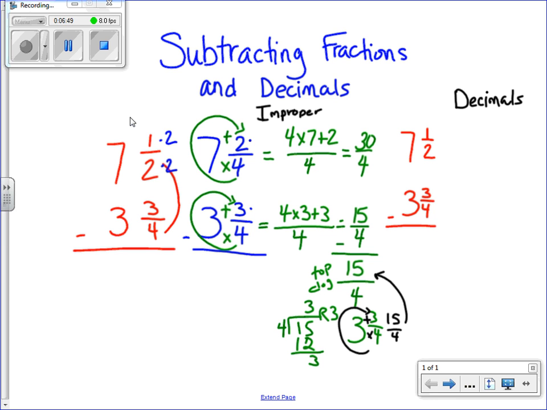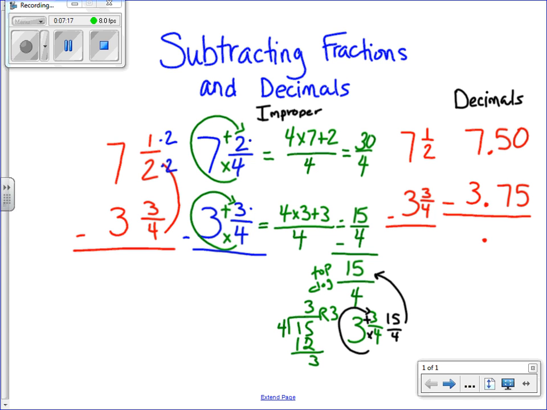Decimals: 7 1/2, and a decimal would be, well, I know my half is 0.5, so I just put my whole number in front of it. I know 3/4 is 0.75, so those are my benchmarks, and I just put the 3 in front of it. I'm going to add a 0 just to make sure that both are the same place value, and then subtract as normal. The nice thing about subtracting decimals is it's the same as whole numbers, we just have to remember that decimal's there.